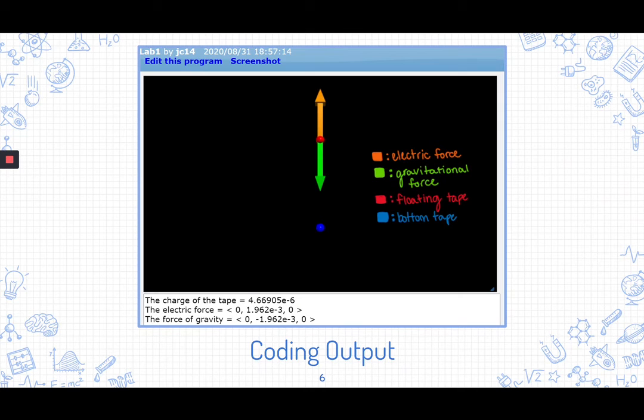Lastly, this is my coding output in VPython. Again, it's more of an accurate depiction of the free body diagram that I drew earlier. But the orange arrow is an electric force. The green is the gravitational force. The red is the floating tape, and the blue is just the other piece of U-tape. And so again, this is showing that the vertical net force is equal to 0, and that's how we were able to calculate this Q that I printed down here, along with the 2 forces equaling each other in magnitude.